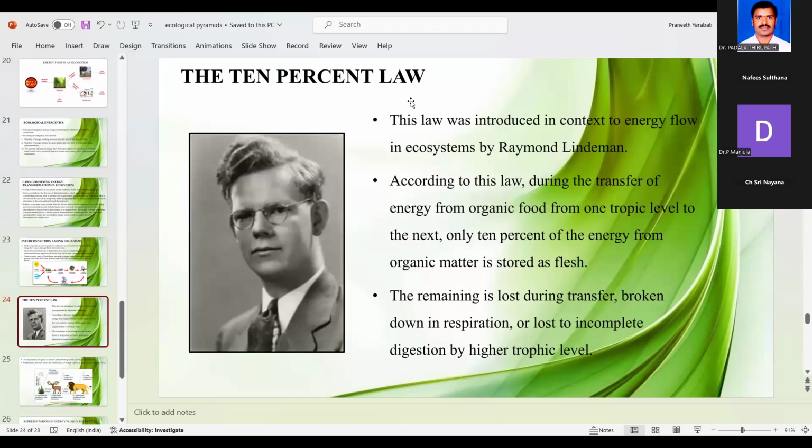Another one is the 10% law. Generally, energy flow in an ecosystem can be explained by this 10% law. This law was introduced in the context of energy flow in an ecosystem by Raymond Lindeman, so it is also known as Lindeman's law. According to this law, during the transfer of energy from organic food from one trophic level to the next, only 10% of the energy from the organic matter is stored as flesh, and the remaining is lost during the transfer, broken down in respiration, or lost to incomplete digestion by the higher trophic levels.